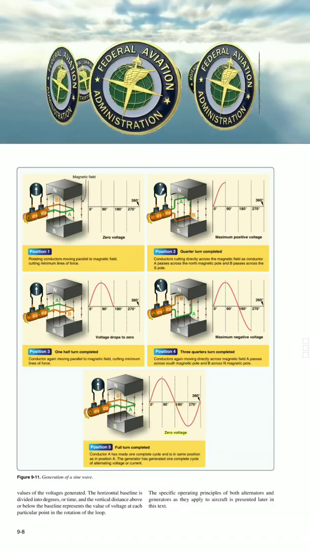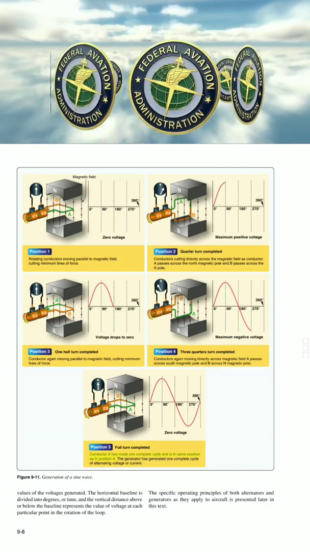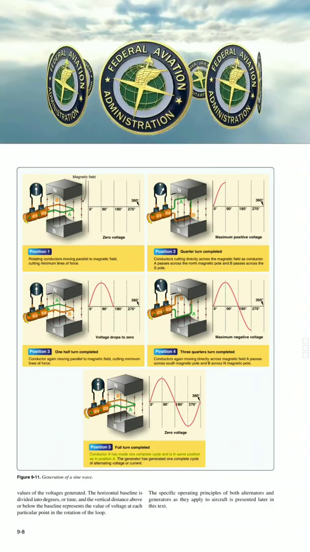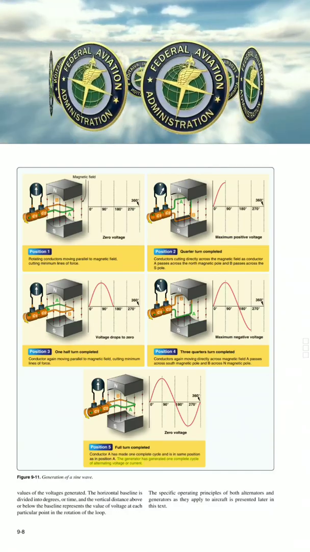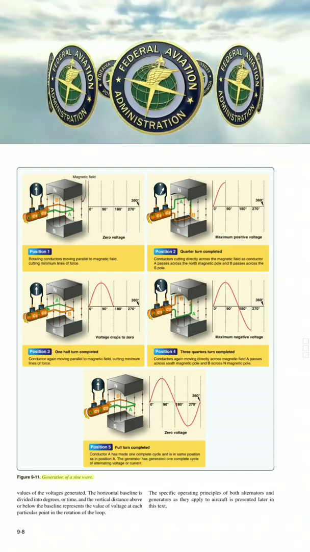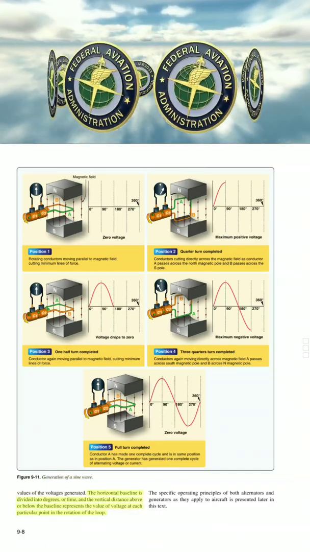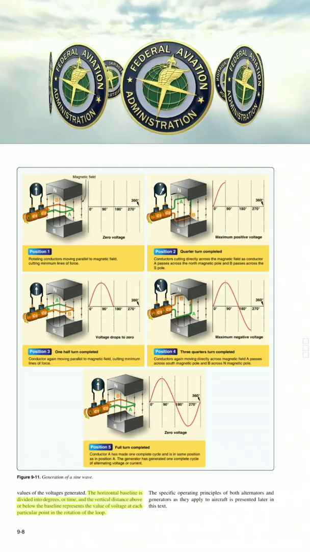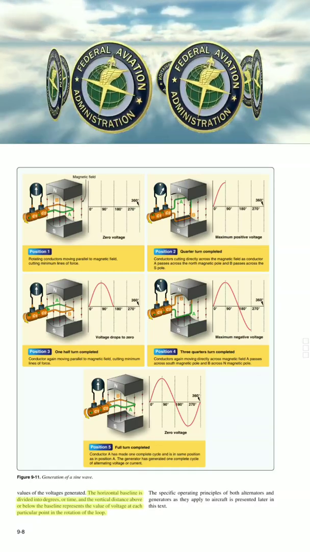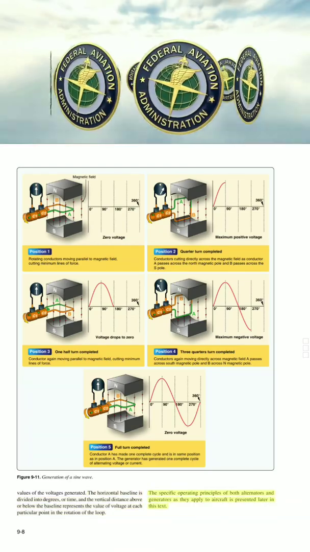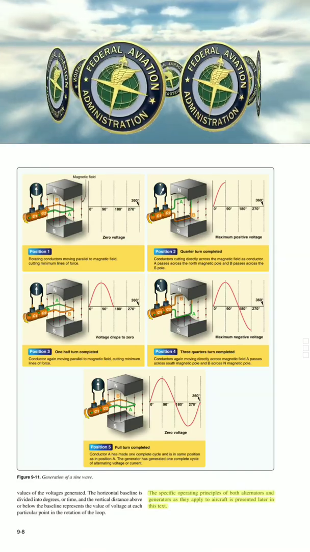0 voltage. Position 5: Full turn completed. Conductor A has made one complete cycle and is in the same position as in position 1. The generator has generated one complete cycle of alternating voltage or current. Figure 9-11. Generation of a sine wave. Values of the voltages generated. The horizontal baseline is divided into degrees, or time, and the vertical distance above or below the baseline represents the value of voltage at each particular point in the rotation of the loop. The specific operating principles of both alternators and generators as they apply to aircraft is presented later in this text.